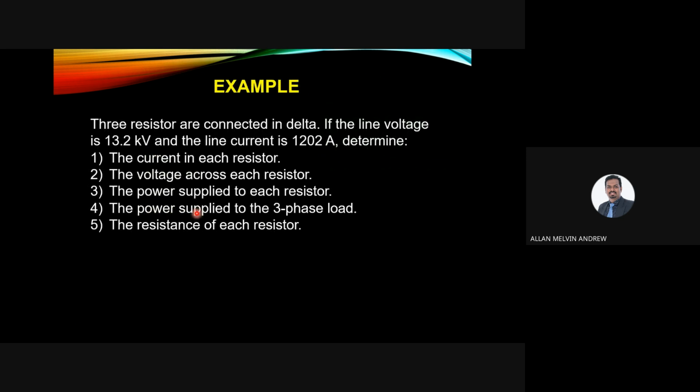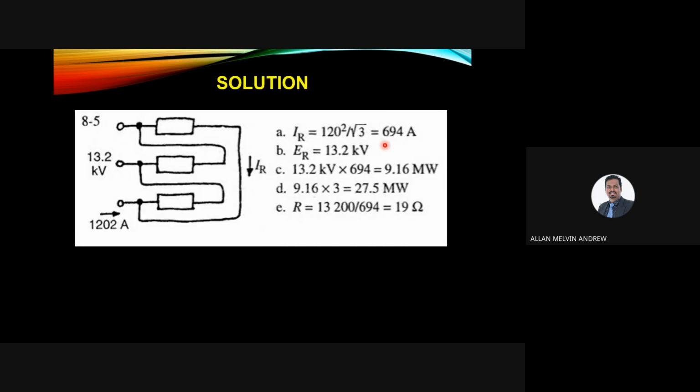Here we see an example. Three resistors are connected in delta. If the line voltage is 13.2 kilowatt and the line current is 1202 ampere, determine the current in each resistor. All this we will see accordingly. First you want to find the current in each resistor. So I add E square over square root of 3.